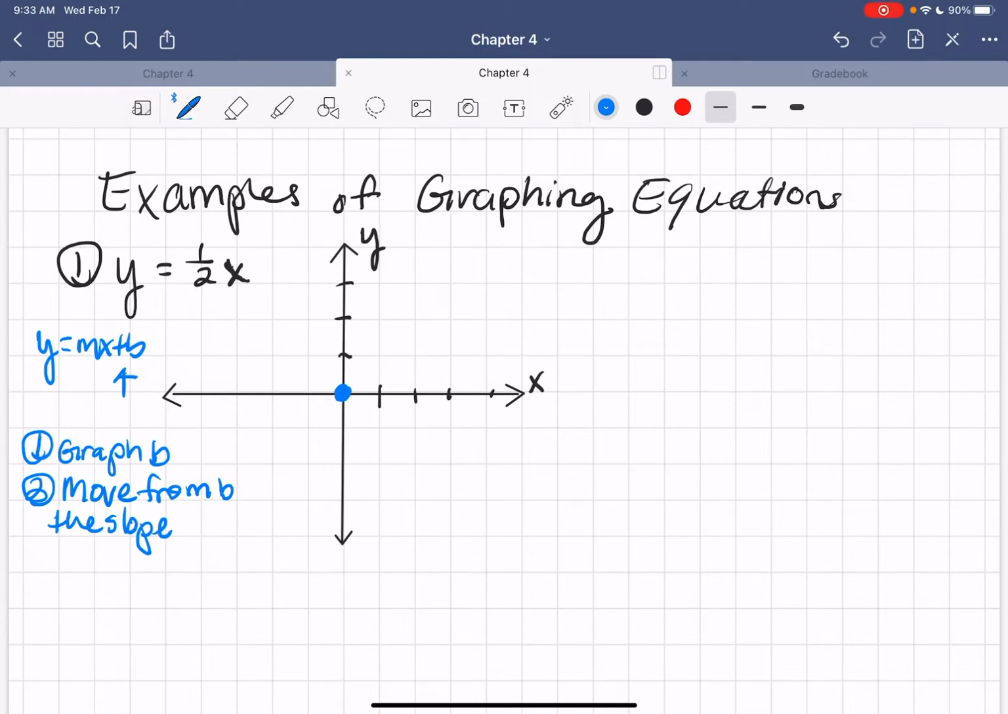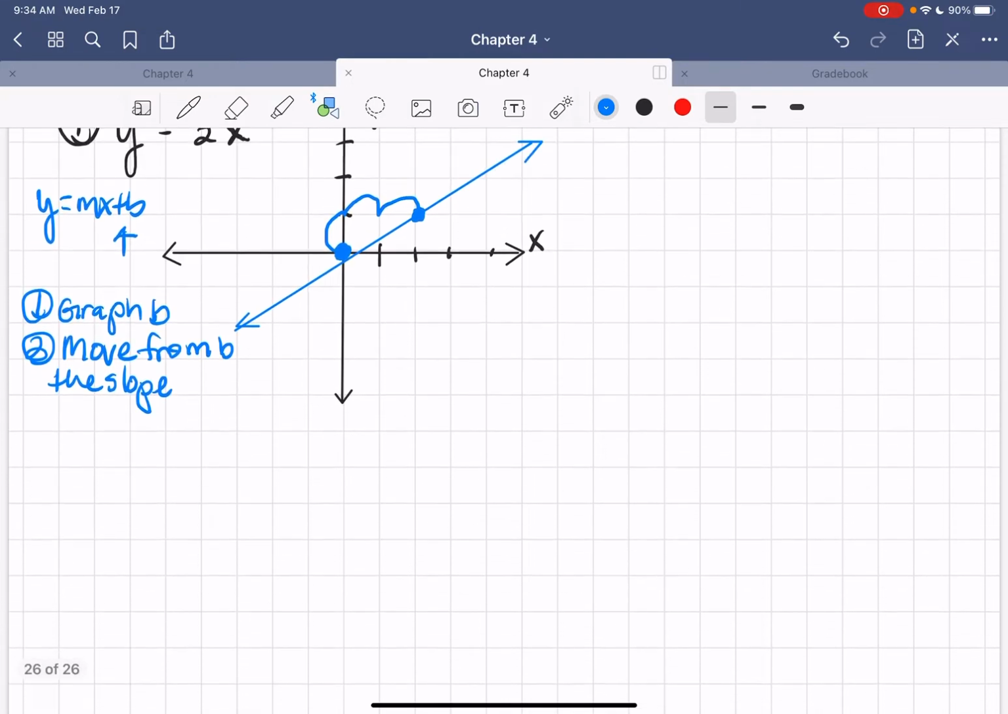Okay, so that's my first point. Now I move from b, the slope. So I remember I have rise over run. So I go rise 1 and then run 1, 2. That's my second point. Draw arrows at the end. That is my finished graph. Okay. Here's the next one.